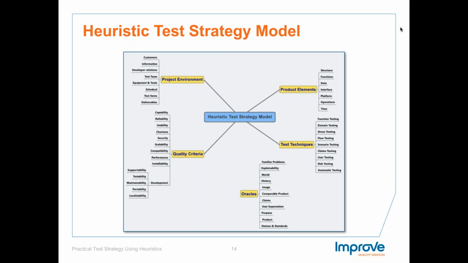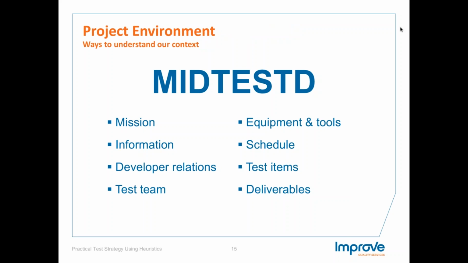So this is the heuristic test strategy model with all the guideword heuristics, and we're going to zoom into them later. But all these guide words help me think, help me deal with the very complex environment we have, the complexity in the system, and helps me think about the right things.